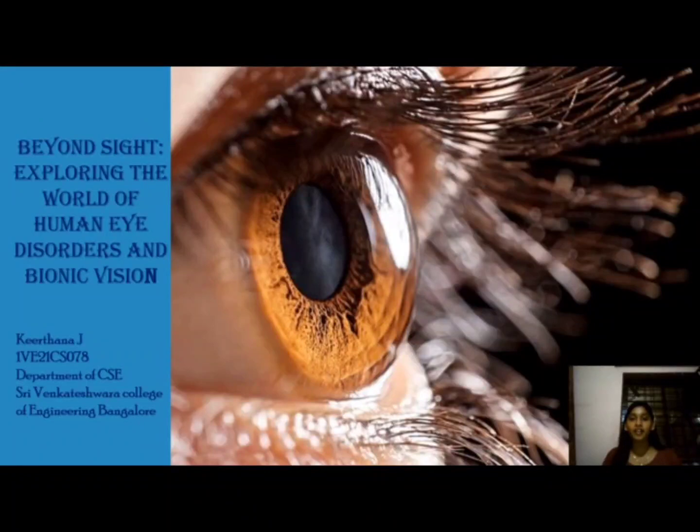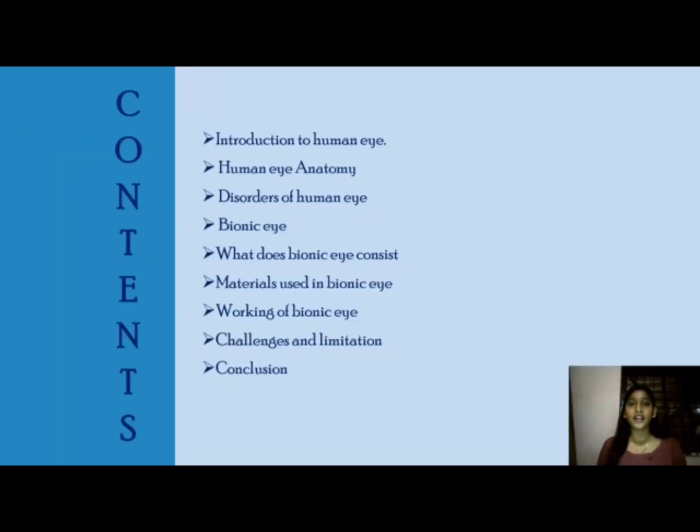Today, I'm here to explain to you all about the human eye. Now, let us look into the contents. Introduction to human eye anatomy, disorders of human eye, bionic eye. What does a bionic eye consist of? Materials used in the bionic eye, working of a bionic eye, challenges and limitations, and conclusion.